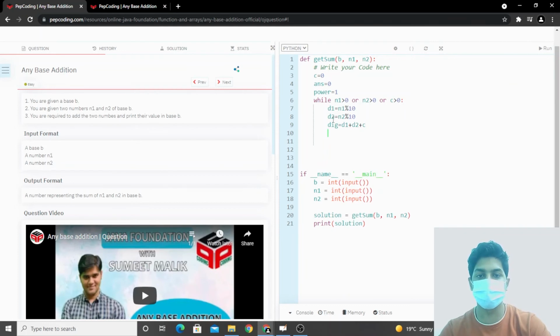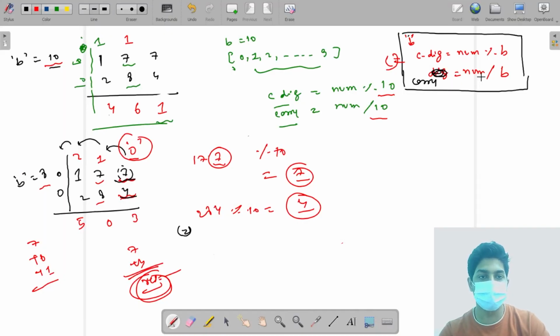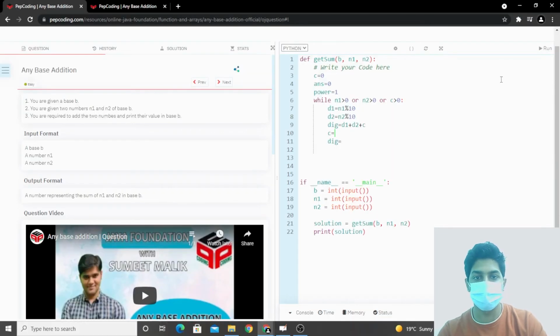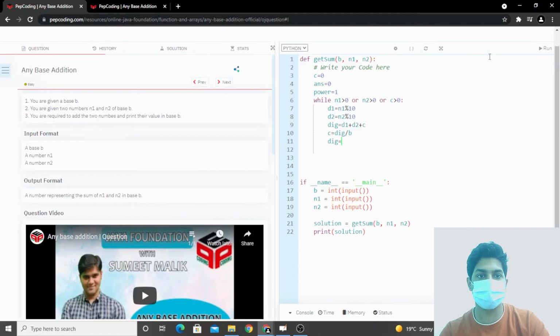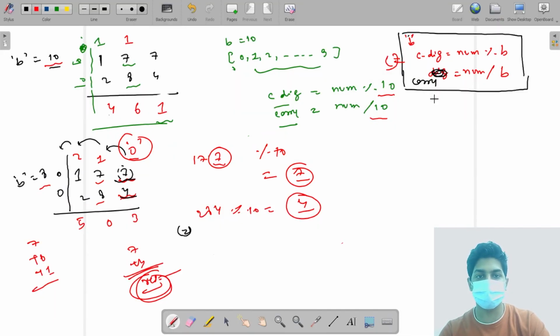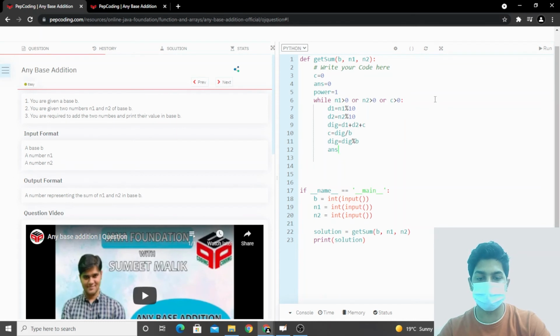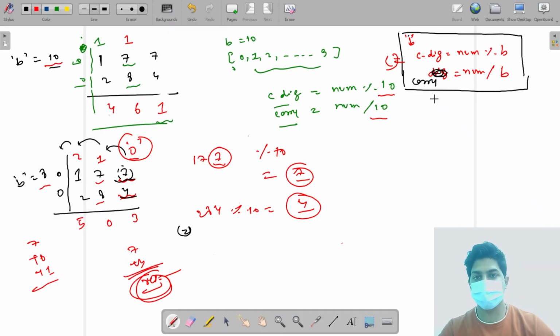After that, we have to find the carry and the current digit. This is the formula for carry: digit divided by base. And the formula for digit is digit modulus base. After that, answer equals answer plus digit into power. Why I am writing that, I am going to explain in a minute. Power into equals 10.